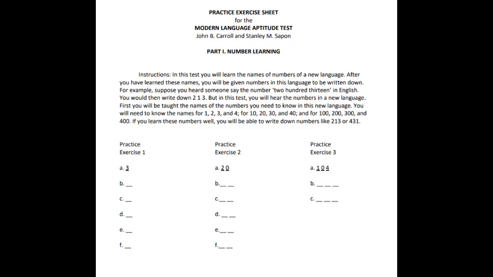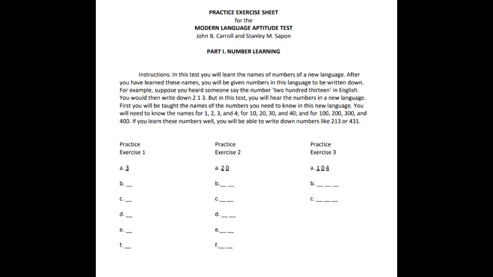Aptitude Test, Form A. This test is designed to predict your probable degree of success in learning a foreign language. You have been given a test booklet, an answer sheet, and a practice exercise sheet. First, look at the practice exercise sheet where you will find the instructions for Part 1, Number Learning. I repeat, find the instructions for Part 1, Number Learning, on the practice exercise sheet. Now look at the instructions printed there and follow along as I read them to you.